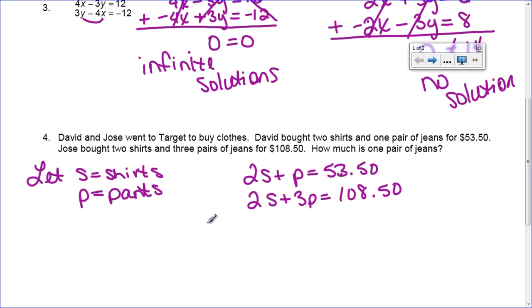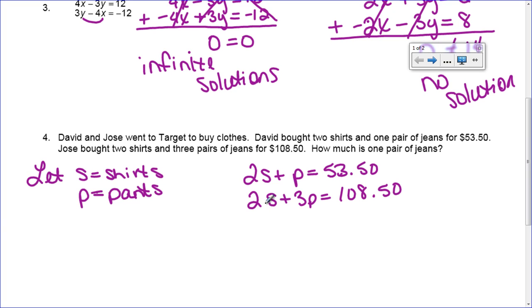Well, I need to eliminate something before I can do anything. And if you look at the problem that I have, nothing automatically eliminates. I got a 2S and a 2S, but they're the same sign. If I add these up, it's just going to make more S's. I need one of these to have the opposite sign.